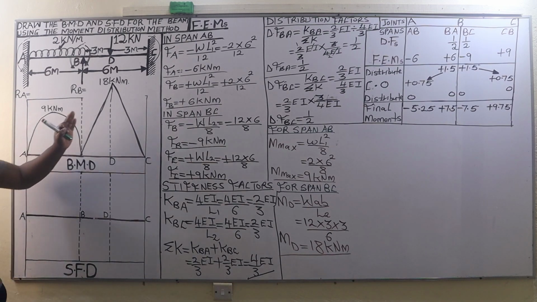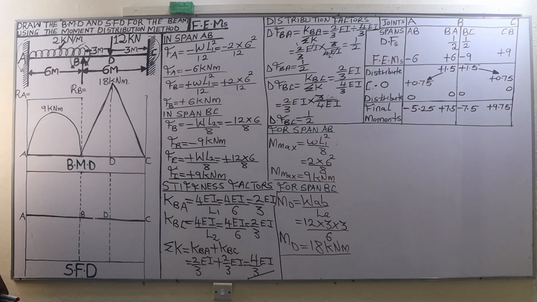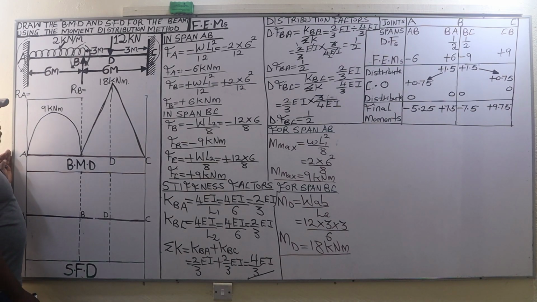Then after plotting the bending moment diagram due to vertical loads, we are now going to plot the bending moment diagram due to support moments. And beginning with the moment at A, we got negative 5.25.